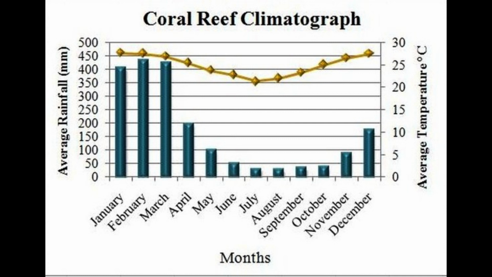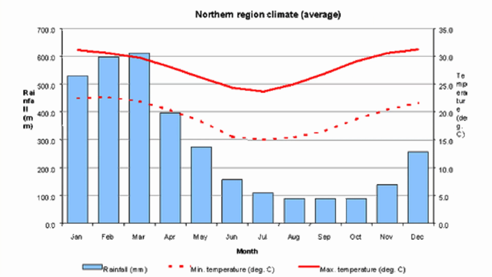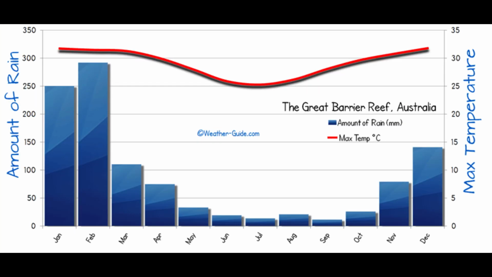Generally, most reefs follow the same climate graph. A lot of rain in January, February, and March, and then it slowly goes down, and then it goes up again. The temperature goes with it, decreasing during the spring and summer, and increasing during fall and winter.